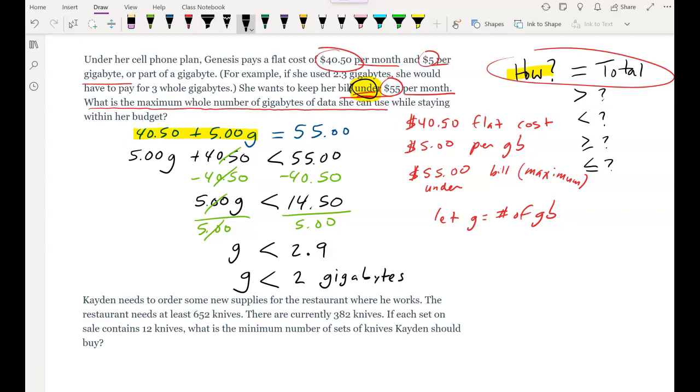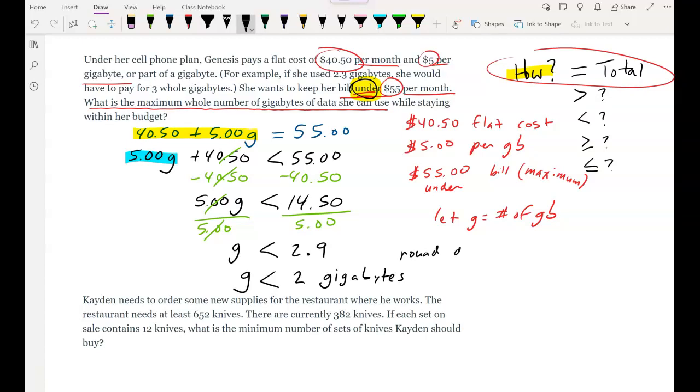Because if we round up, that would round it up to 3. And 3 gigabytes times $5 is 15. That would be $15 plus $40.50, which would be $55.50. That's more than $55, so we can't. Because it has to be less than, we had to round down. Okay.